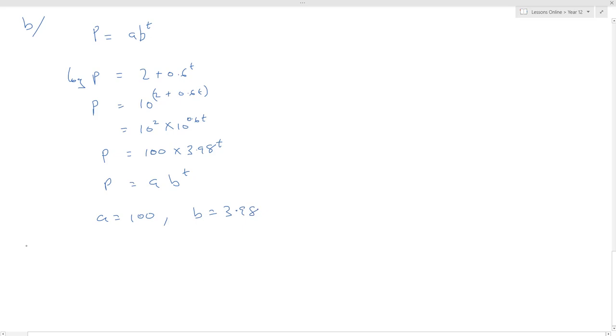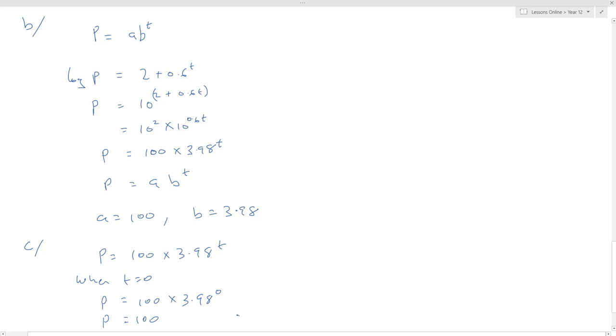And we move on finally to part C of the question, which asks to interpret the meaning of the constant A. So what does A mean? A equals 100, so we've got P equals 100 times 3.98 to the power of t. When t equals 0, at the start, P is equal to 100 times 3.98 to the power of 0. Anything to the power of 0 is 1, so P equals 100.